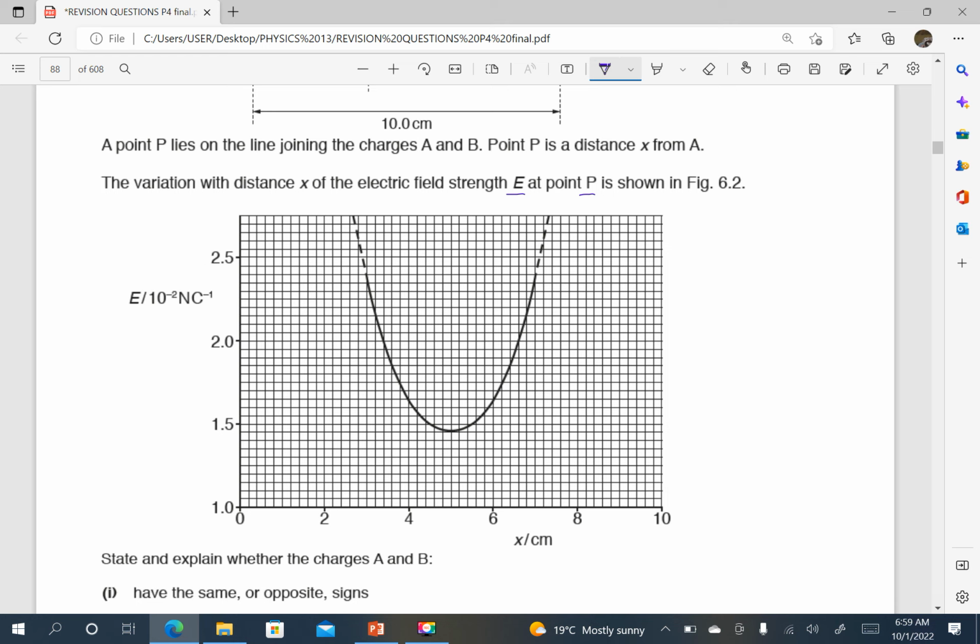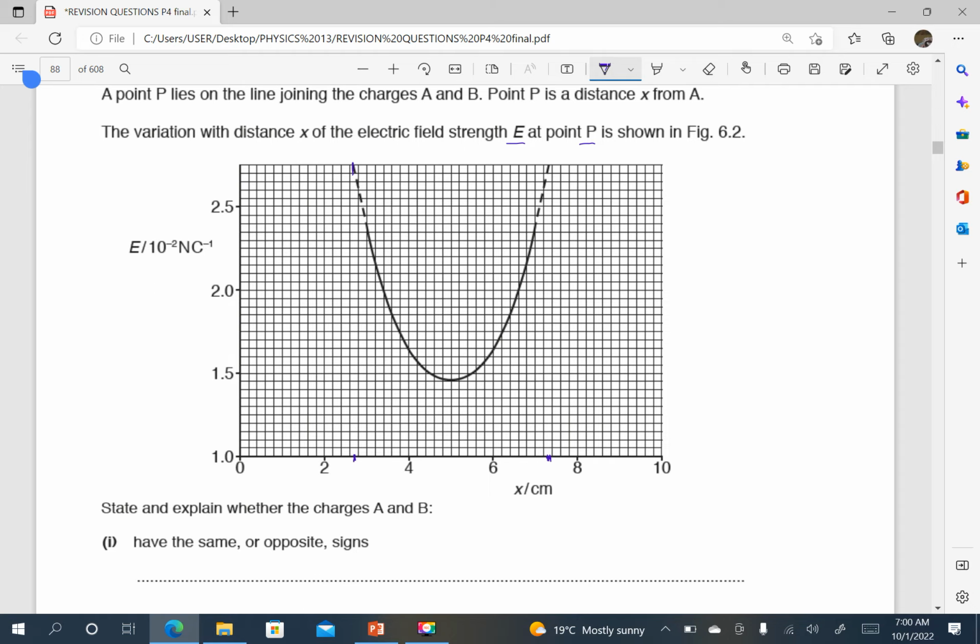So we can first of all see that this is along here, and this is here in the middle. State and explain whether the charges A and B have the same or opposite signs. Note that it is a graph of E against X.